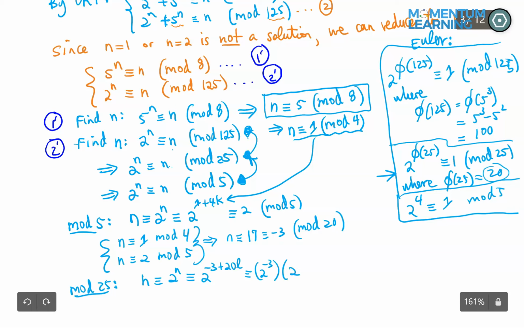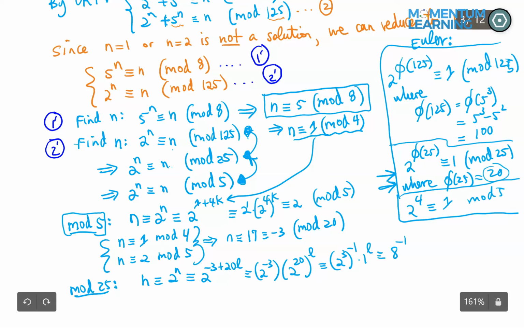I skipped a few steps there, but if you guys want, this is 2 times 2 to the 1 times 2 to the 4k. 2 to the 4 modulo 5 previously was just a 1, right? So that's why this came out as a 2 modulo 5. All right, there you go. And this is 2 cubed to the minus 1. 2 to the 20, like we said, by Euler's theorem is just a 1. So this is times 1 to the L. So you get 8 to the minus 1, basically.